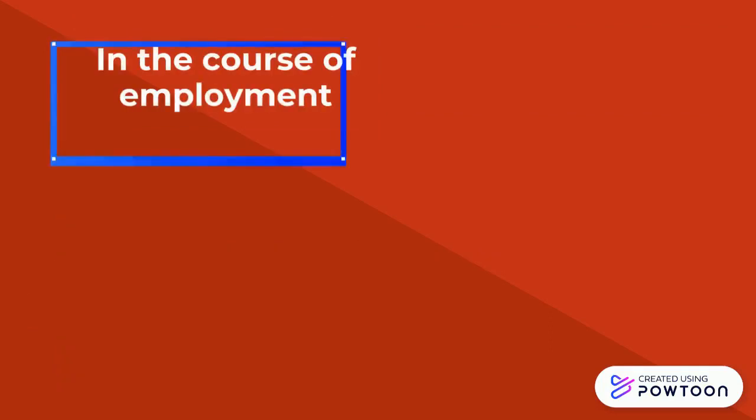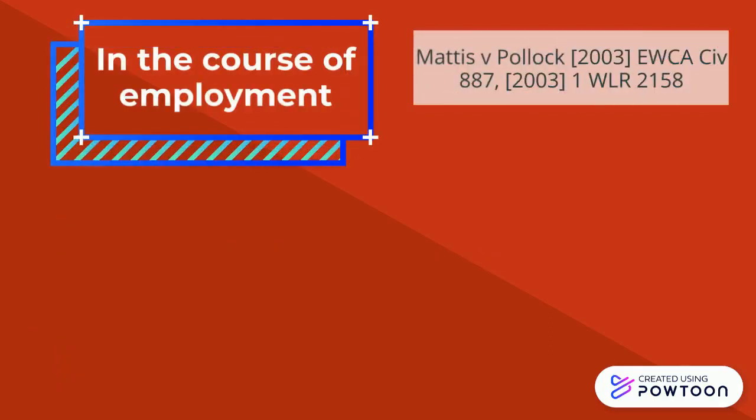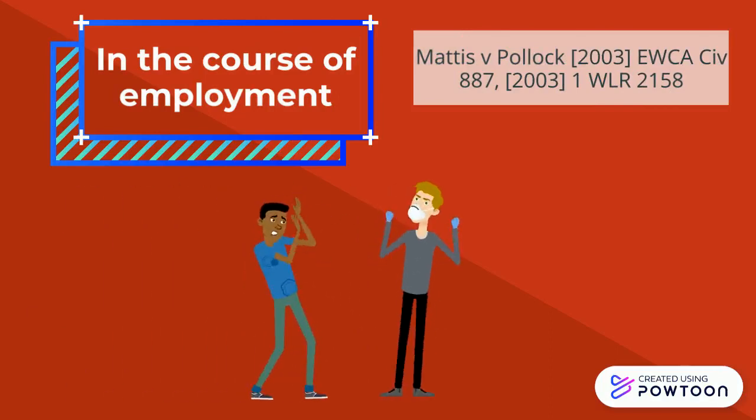This definition sometimes produces unusual results, as seen in Mattis, where the tortfeasor carried out a revenge attack on a nightclub patron, but this was still held to be within the scope of employment.